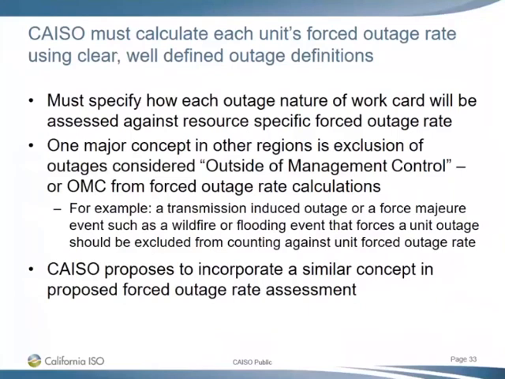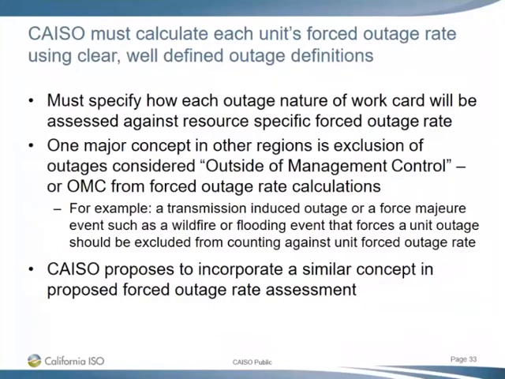So on this slide, we have an example here, a transmission-induced outage or some other kind of force majeure event like a wildfire that forces a resource to be on outage. That really shouldn't count against their forced outage rate. They could have been available otherwise. It wasn't like their machine broke or their inverter failed or whatever.